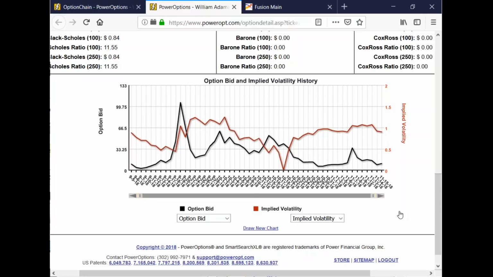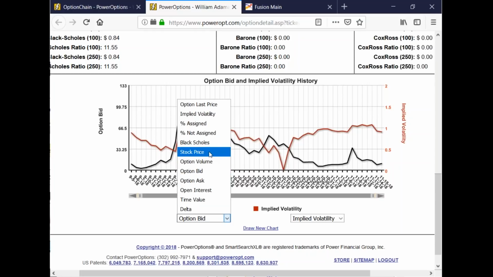Since this option was released, this December 110 call on Tilray, and naturally the 110 put, same series for December, was released on around September 5th. That's when it was first available. We first had the data coming in from the exchanges. Now I can shift between other views. Here, as I mentioned, we're looking at the option bid versus implied volatility.